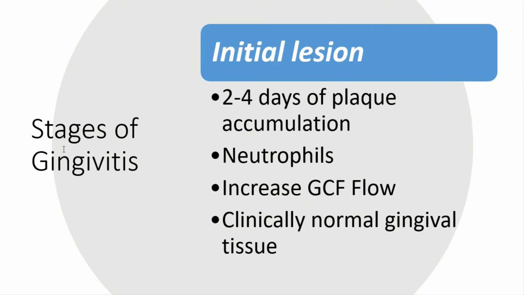The initial lesion takes 2 to 4 days of plaque accumulation to develop. The predominant cell type is neutrophils. There is increased gingival crevicular fluid flow and mild inflammation. Clinically, this appears as normal gingival tissue, and it does not bleed on probing yet.